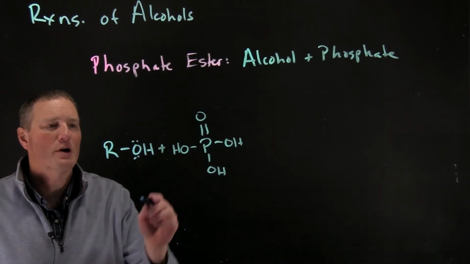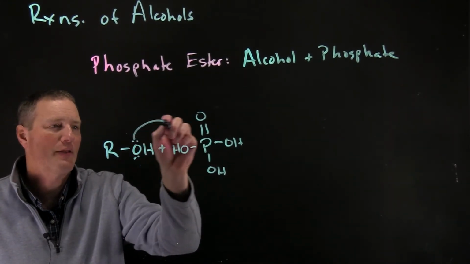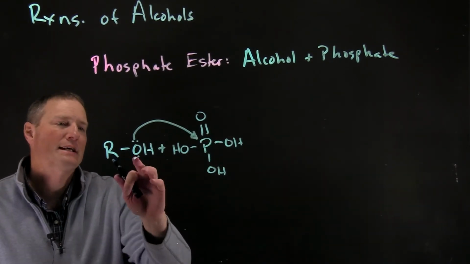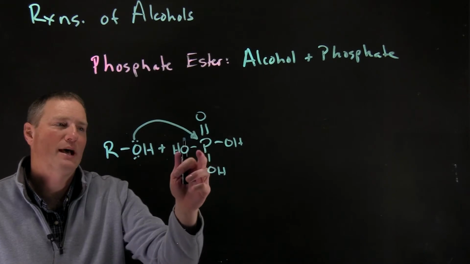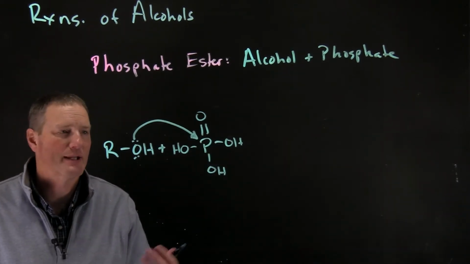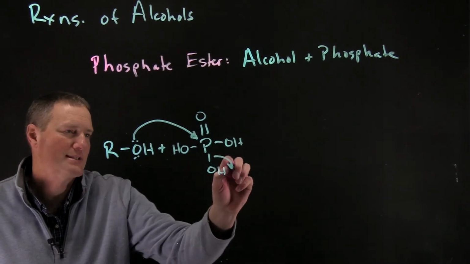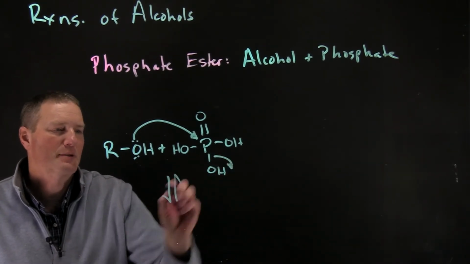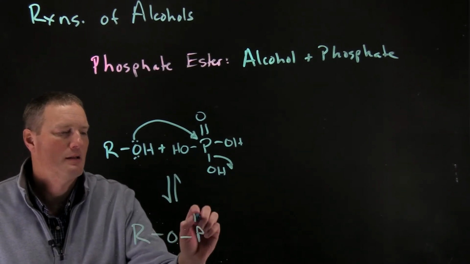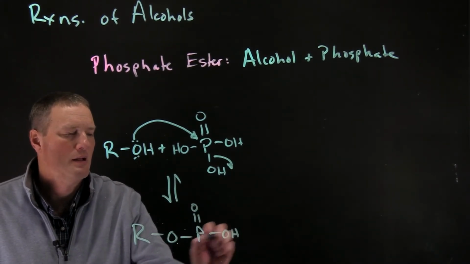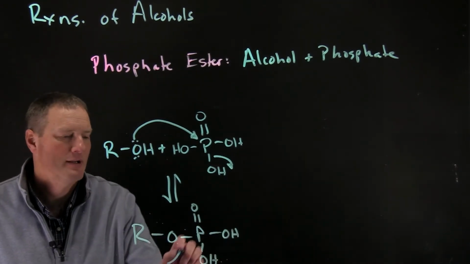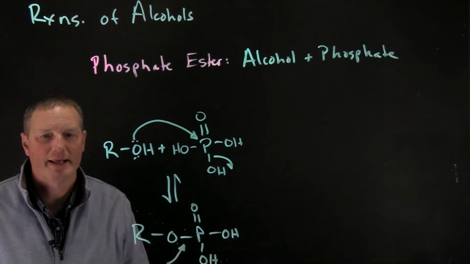So if I were to now join the alcohol and the phosphate, all right, what will happen is that the oxygen of the alcohol can join now with the phosphorus, and one of these OHs is going to basically fall off. It really doesn't matter which one. I'll just say it's this one. And then the resulting product would look like this. This is now called a phosphate ester. The new bond that we formed is right there.